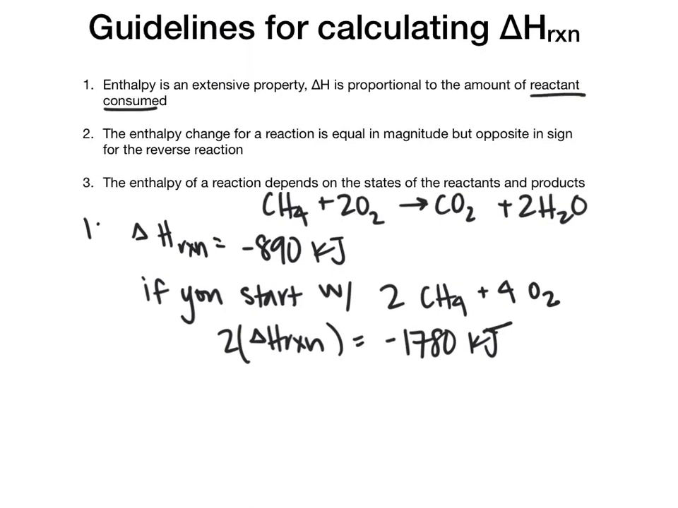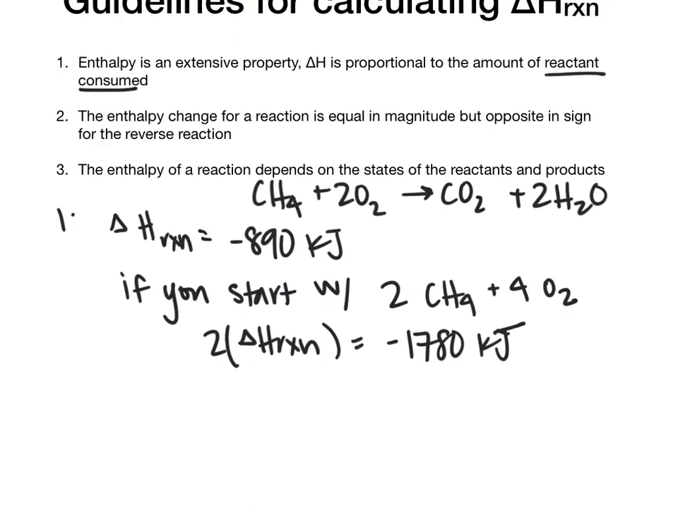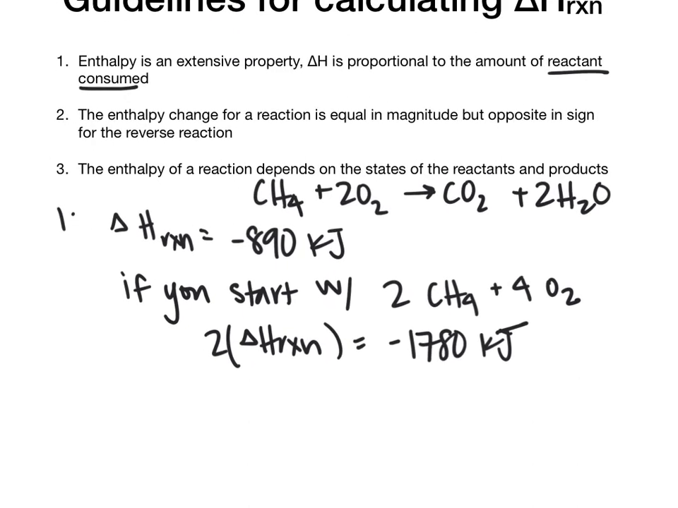So what point 1 is trying to say is that basically the more reactant you have or the more product you have, either way, it is going to be proportional. So the second guideline is that the enthalpy change for a reaction is equal in magnitude but opposite in sign for the reverse reaction.